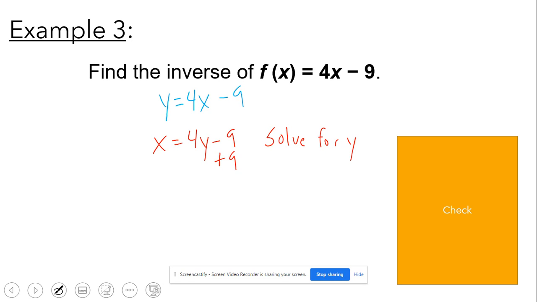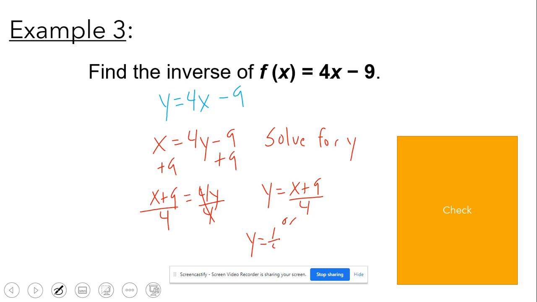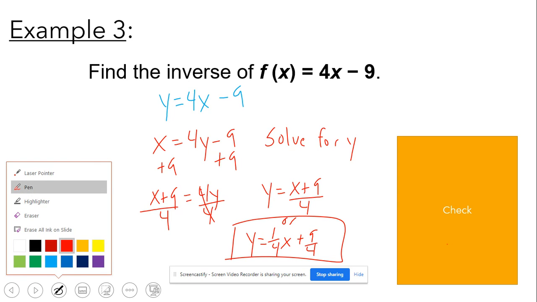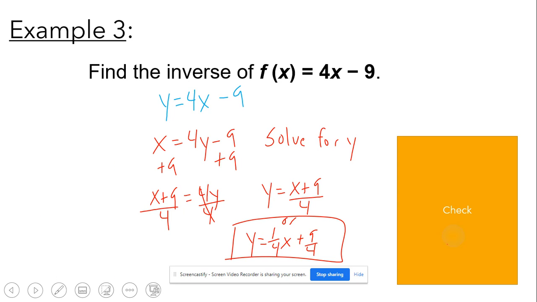So we're going to add 9 to both sides. We're going to get x plus 9 equals 4y. And then we're going to divide by 4. So you can write it two ways. You can get y equals x plus 9 all over 4. Or a little bit better way would be y equals x over 4, which is the same thing as 1/4 x, plus 9/4. Okay? And that would be our solution there.